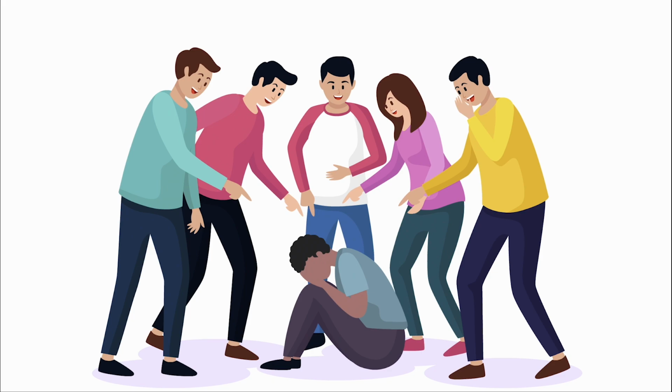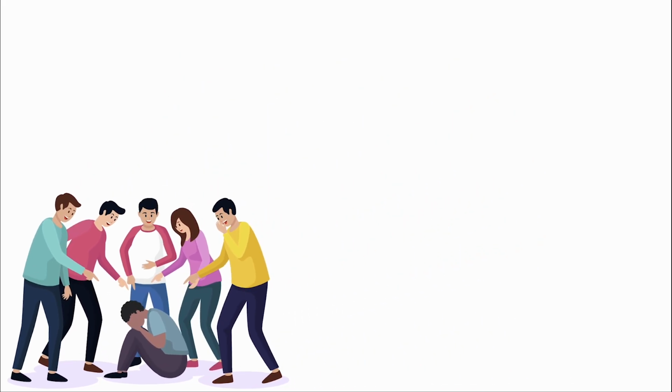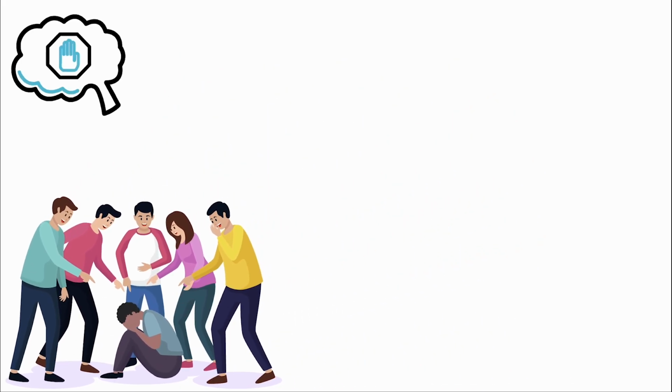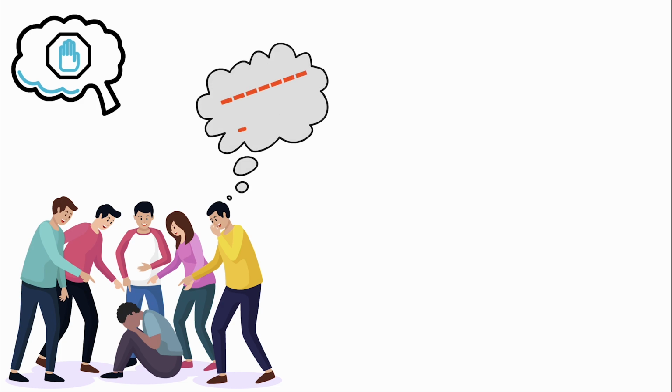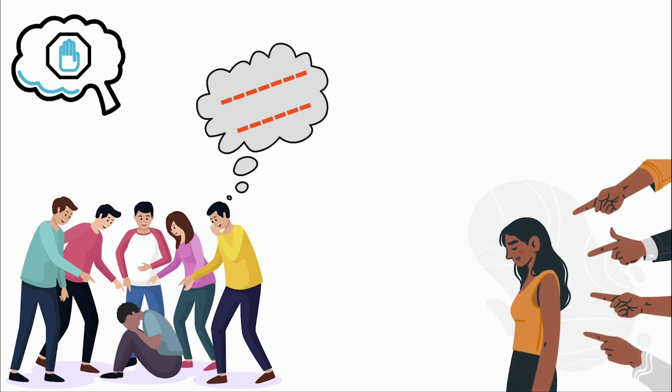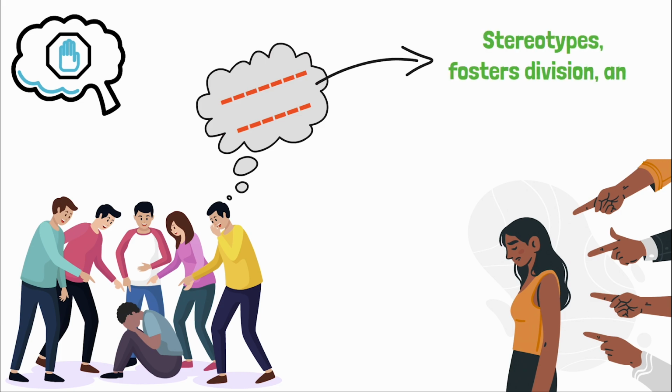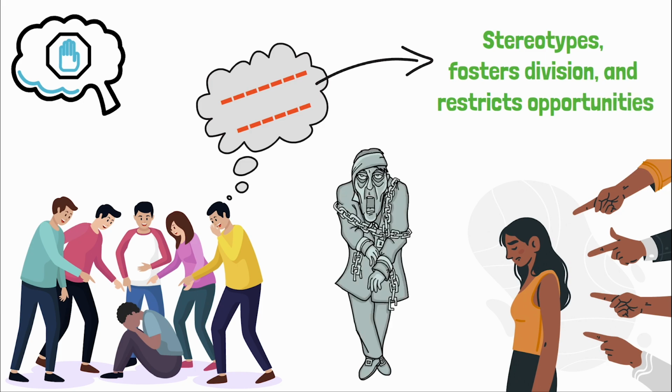On the other hand, discriminating based on skin color is a harmful practice rooted in prejudice and bias. It involves making unjust and negative judgments about individuals solely because of their skin color, often leading to unequal treatment, systemic racism, and social disparities. Discrimination perpetuates stereotypes, fosters division, and restricts opportunities, ultimately causing harm to individuals and society as a whole.